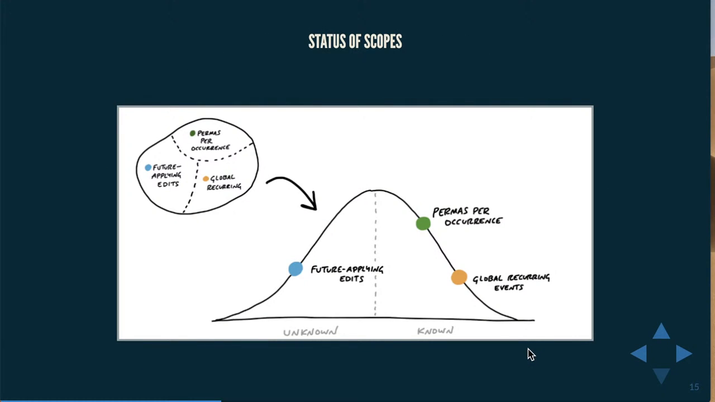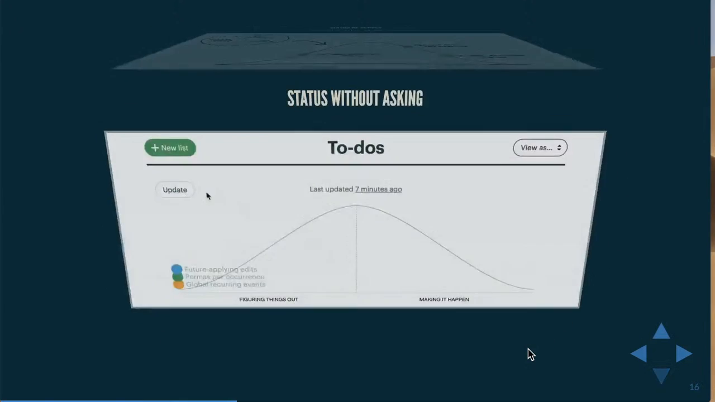On the left, we see how we've broken the project into 3 scopes: the permits per occurrence, feature applying edits, and the global recurring. But you can see on the hill side, feature applying edits is still on the uphill, and the other 2 are downhill, with global recurring almost being done and the other about 1/3 done. Right, and they like to plot these as different colors, so you can see the matchup there.